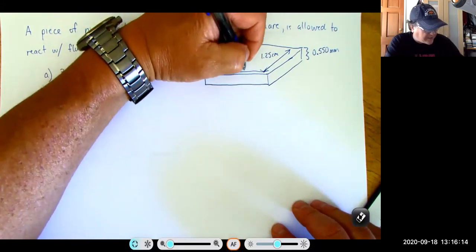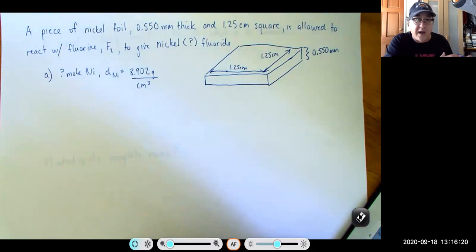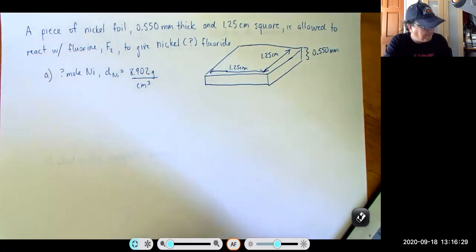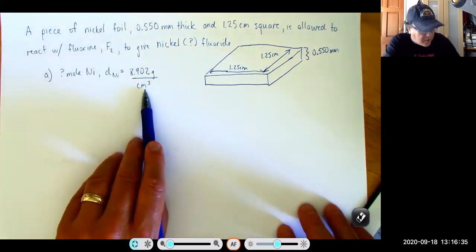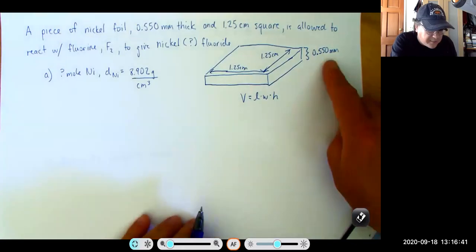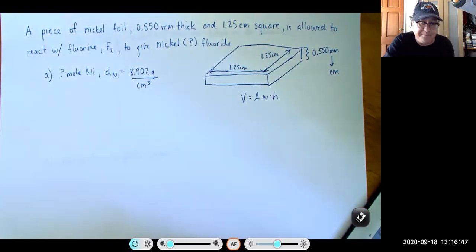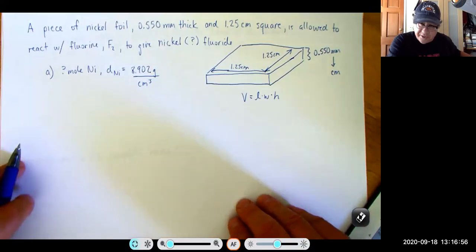Now, the reason I draw this out is because when they say 1.25 centimeters square, I'm thinking to myself, we have a square of nickel. And by drawing it out, it helps me understand that each side is 1.25 centimeters. Now, this is the density in grams per centimeter cubed. And here we know the volume is going to be the length times the width times the height. But my height is in millimeters. So maybe I want to convert that to centimeters before I use this formula for the volume. Are you with me here? So a side problem here would be convert the millimeters to centimeters.